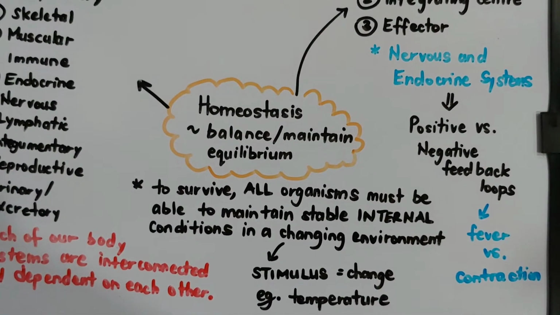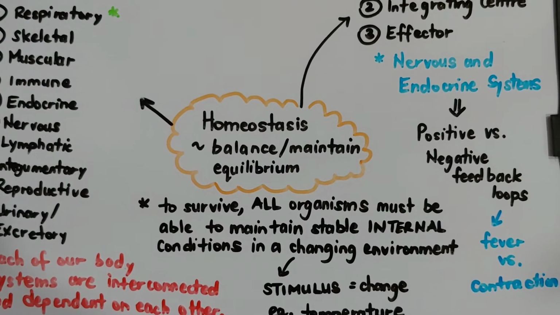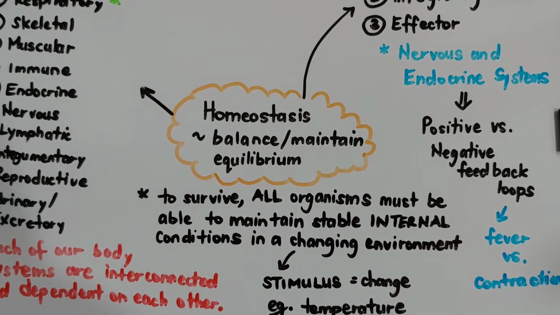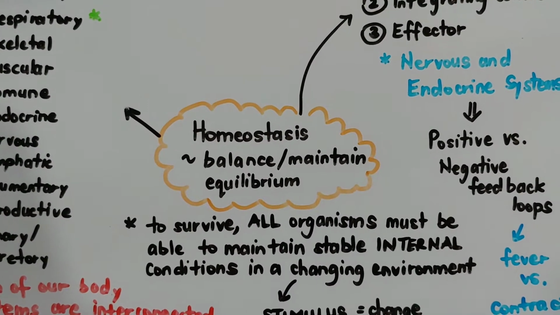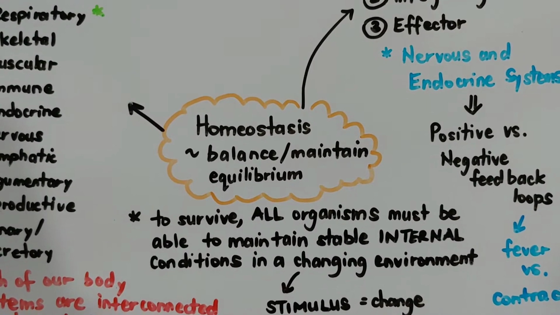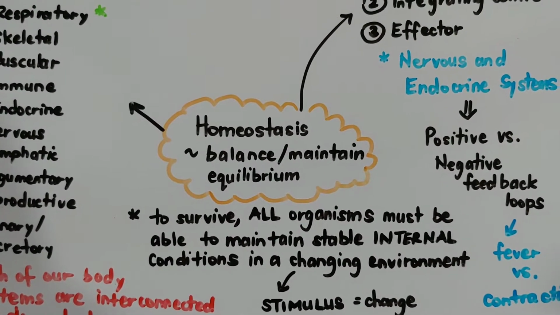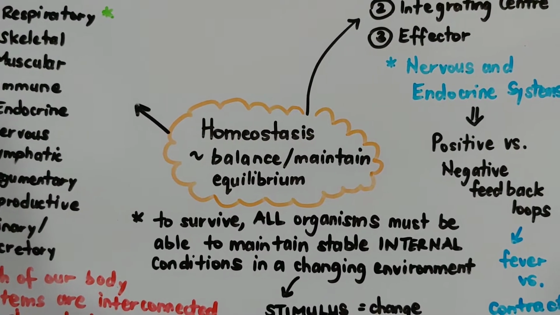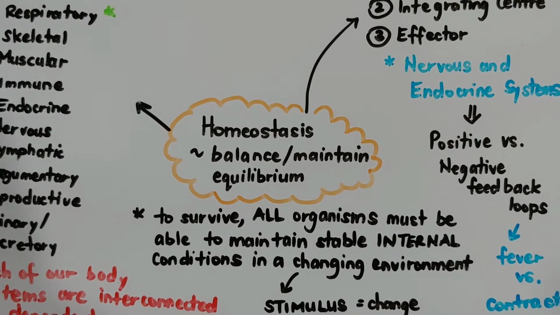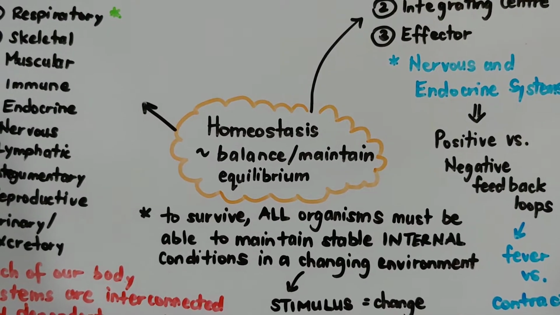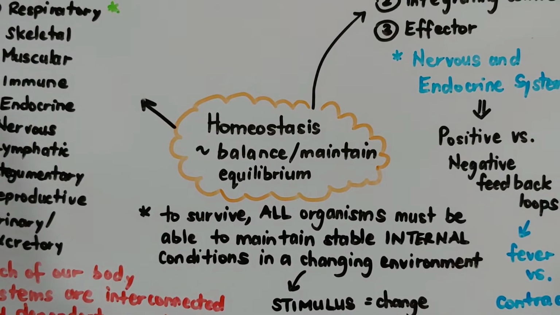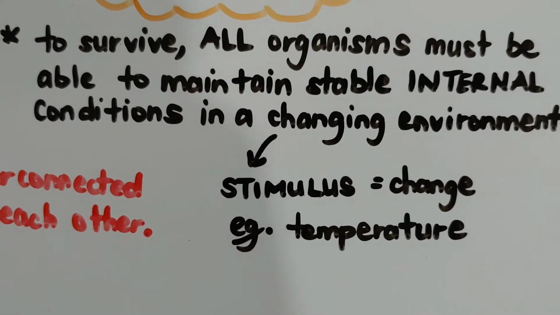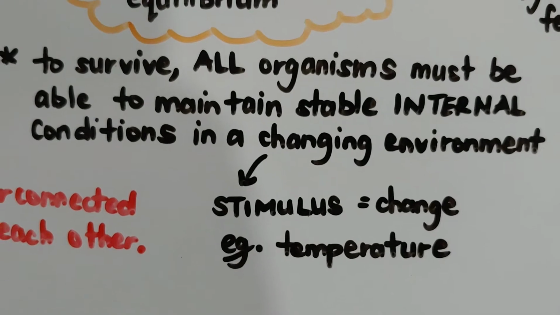In this video, I am going to be talking about the human body systems, starting with homeostasis. As you can see here, homeostasis relates to balance or maintaining equilibrium. The definition essentially talks about survival, and that all organisms must be able to maintain a stable internal condition in a changing environment. Now, when we talk about changes, this relates to a stimulus, right? This is a change. A common example is temperature.